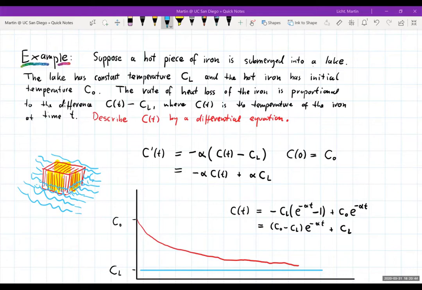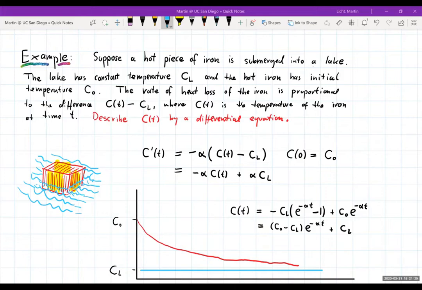So we will describe the temperature of the piece of iron by a function, C of t. T in this case, of course, is a time variable. So the lake, we assume, has a constant temperature, which we call C_L. And right at the beginning, the hot piece of iron has an initial temperature, C_0.